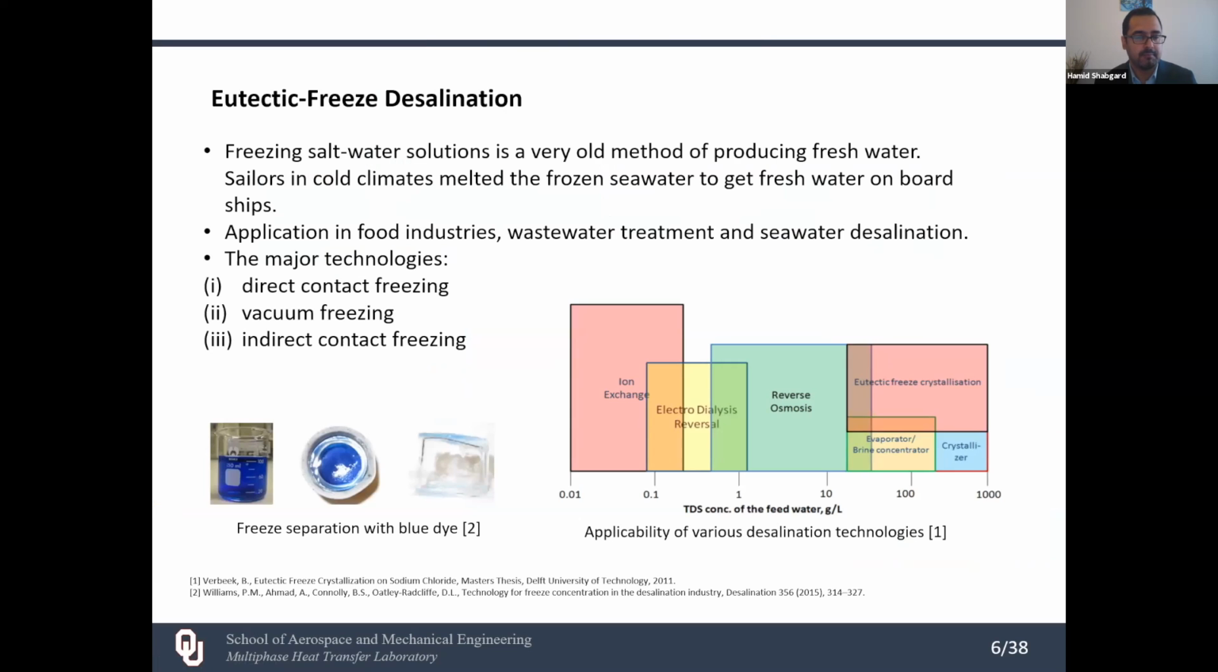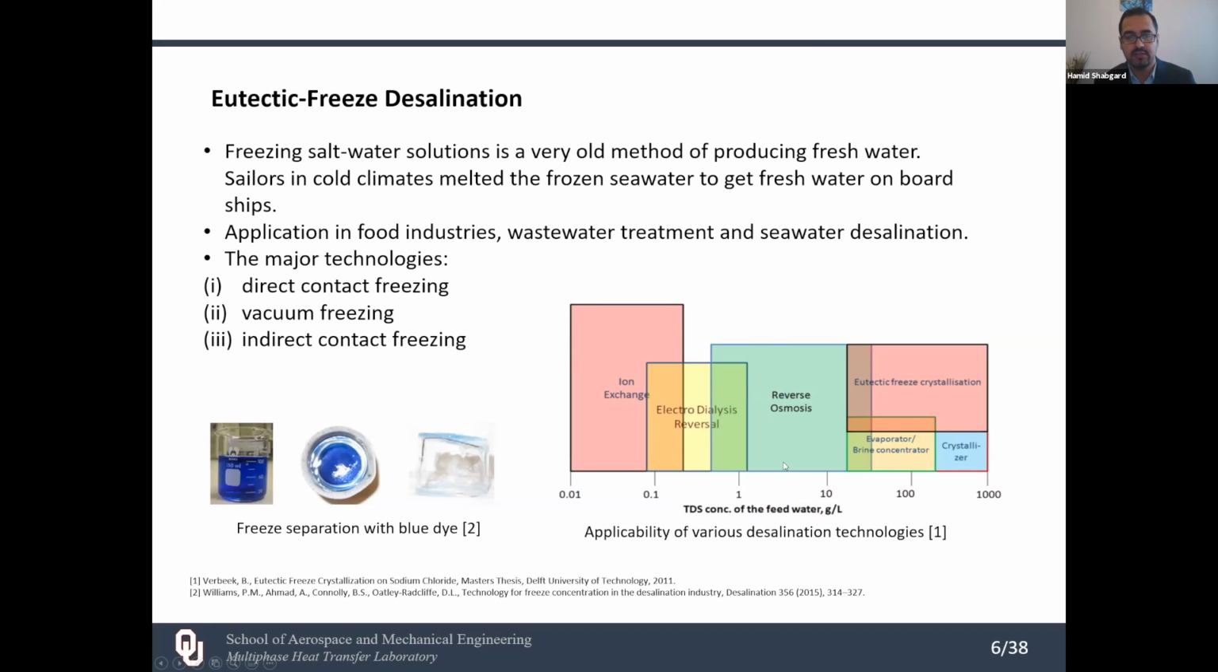So before looking into the details of the technology that we are working on, it's good to know the existing technologies for treatment of brines and their range of application. The technology that we pick strongly depends on the TDS of the brine that we are dealing with. As this figure shows, for smaller TDS brines, ion exchange and electrodialysis systems are common and can have potential advantages in terms of economy and quality.